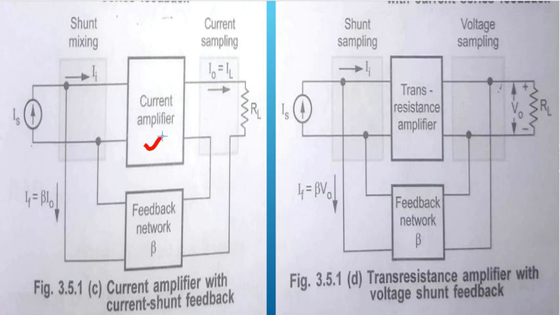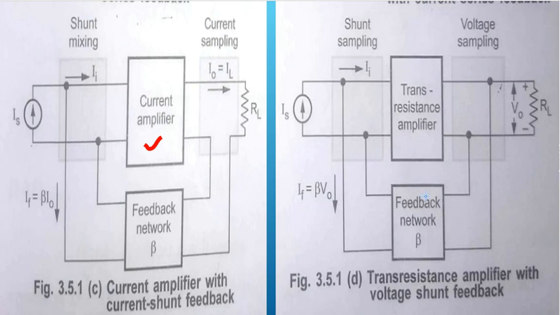In the current shunt feedback amplifier, the ideal characteristics of the input resistance and output resistance are Ri equal to 0 and R0 equal to infinity. So the input resistance is low and the output resistance is high. The input resistance is low because of the shunt mixing, and the output resistance is high because of the current sampling.